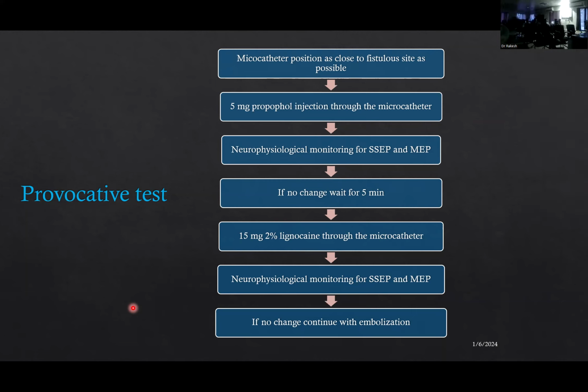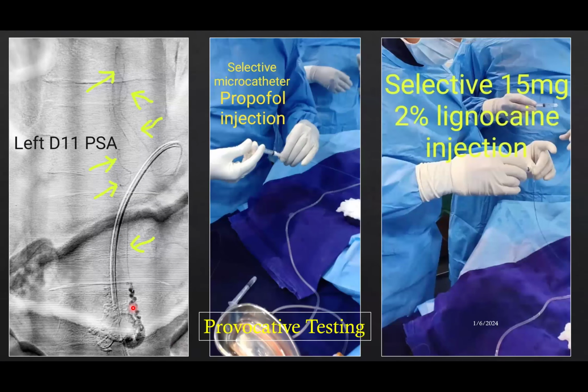Now, why propofol and lignocaine? Propofol is known to reduce the neuronal activity and lignocaine is known to reduce the axonal conduction. So both are required for us to assess whether embolizing a vessel at that particular site would cause any neurological deficit. So we first went into the posterior spinal artery feeder and did the provocative test with propofol and lignocaine. And this is just a brief on neurophysiological monitoring.